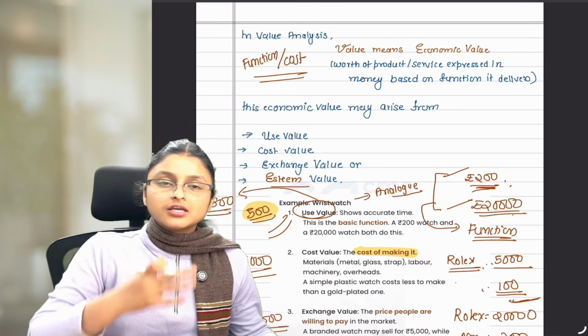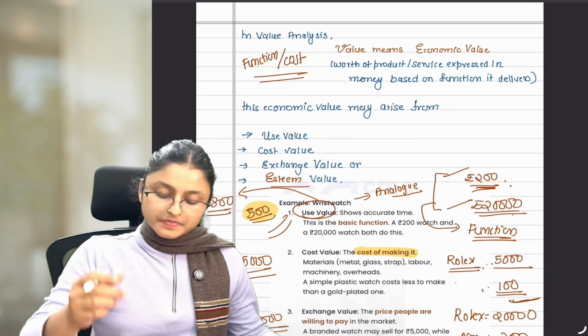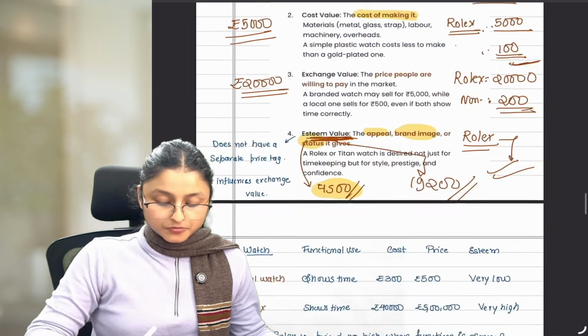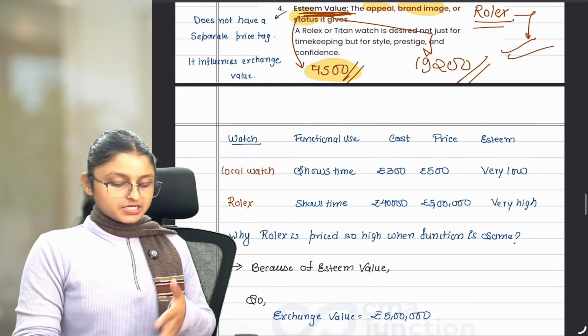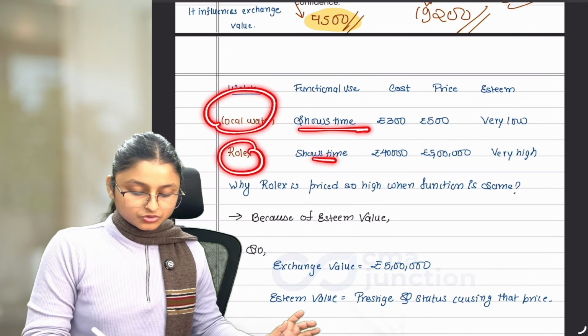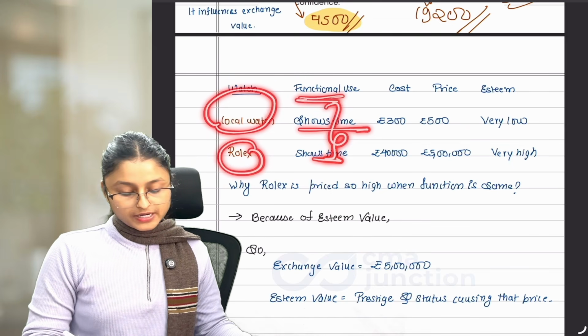If we see economic value from a macro sense, from a bigger perspective, then it includes use, cost, esteem and exchange value. Now, the same thing is given here. Let's just read it once. Local watch shows time, Rolex shows time. Both of them are performing the same basic function, and that is use value.